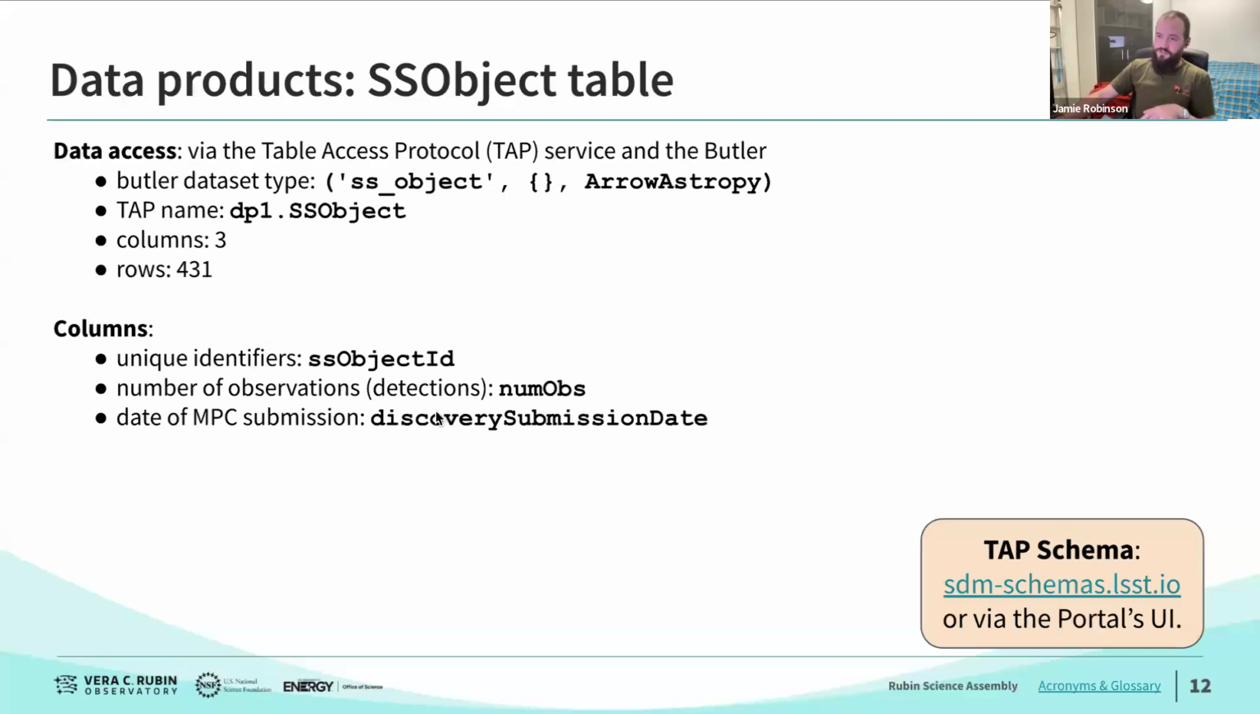So we'll find out later in the tutorial how this discovery submission date can be used to separate previously known solar system objects that were detected in DP1 from new discoveries that were made as a part of DP1.